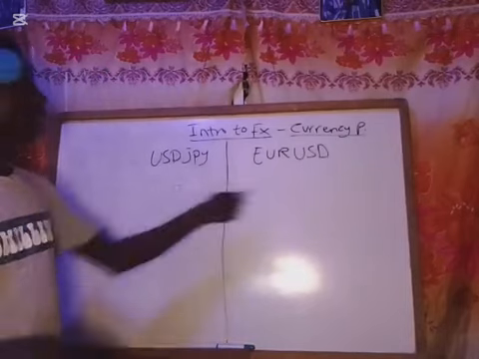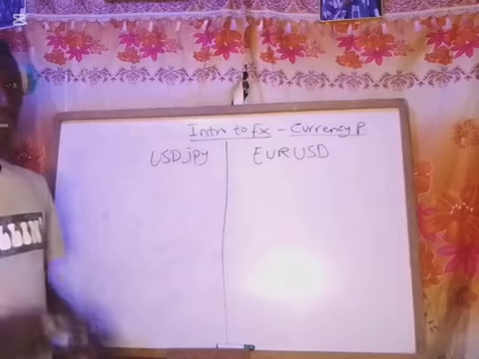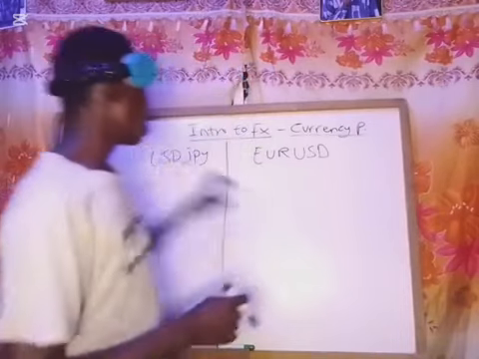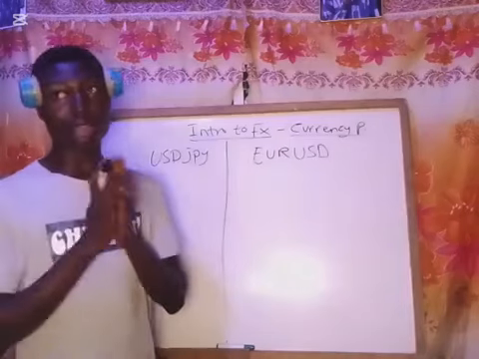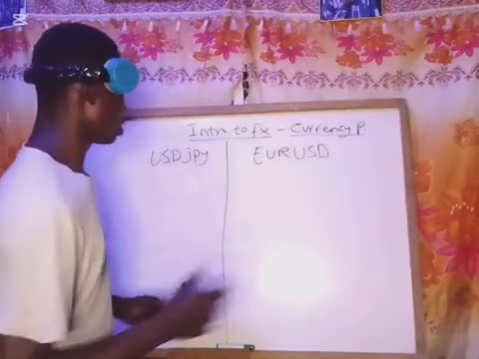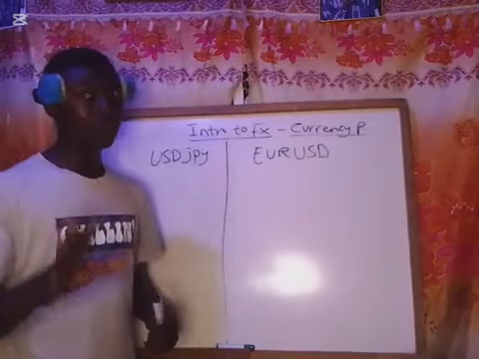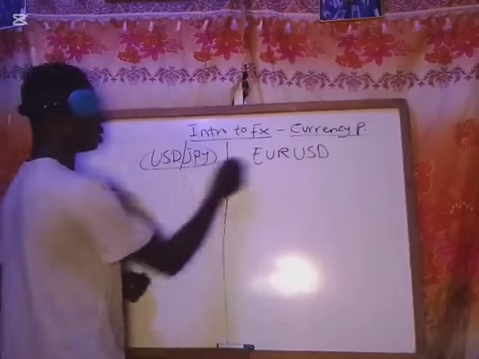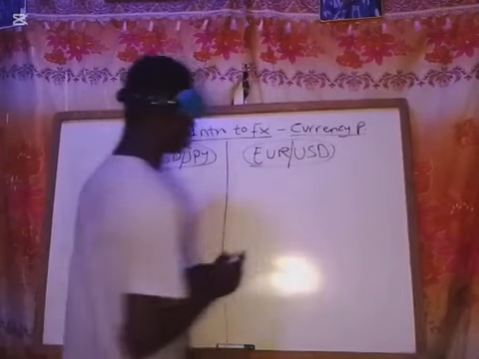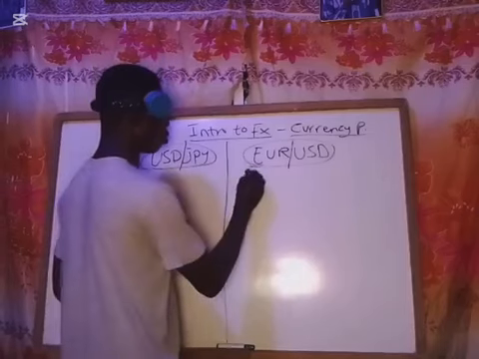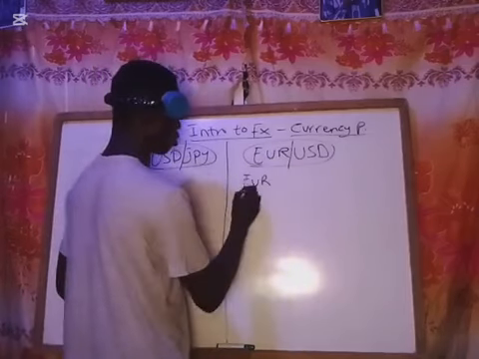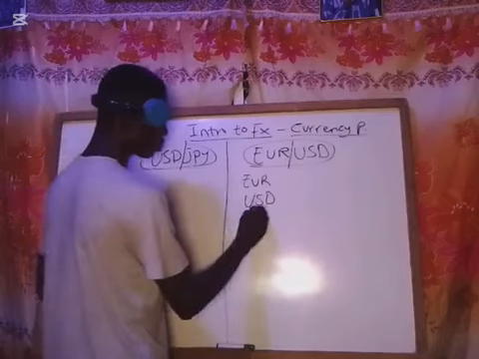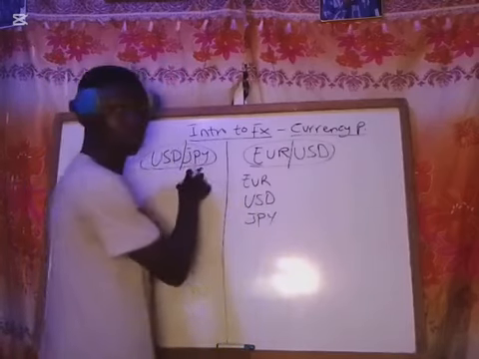Now these are currency pairs. I will explain. Every currency has its country code attached to it. Let me break it down for you. Before these became pairs, they were currencies. We have Euro, which is this one, and then we have USD, which is this one. We have JPY, which is this one. Hope you understand.